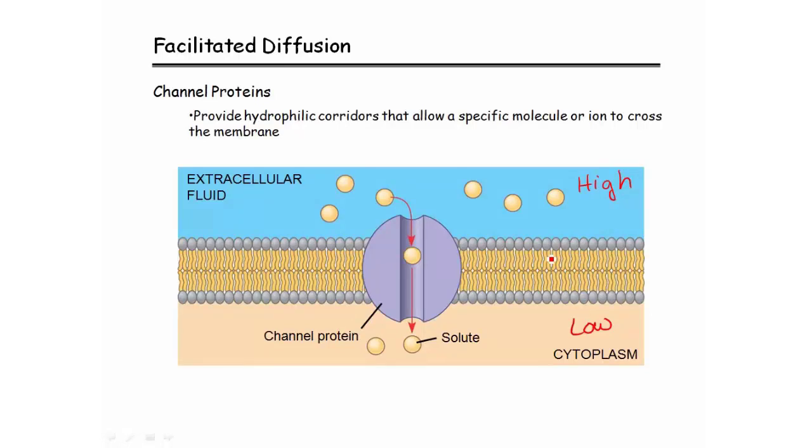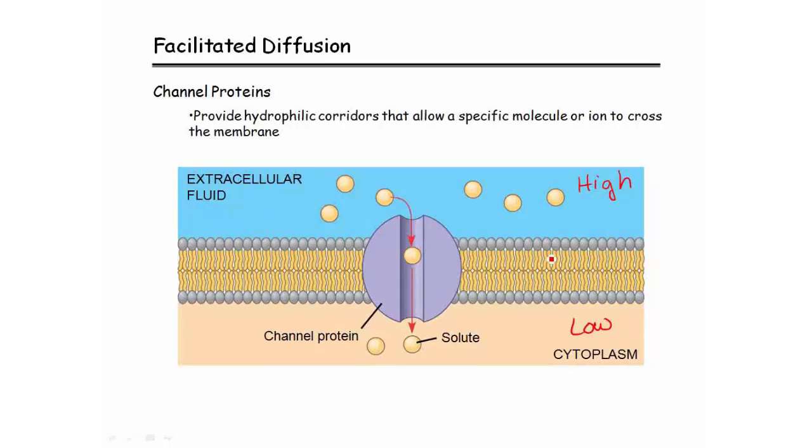Notice in this case that we're not making anything happen that wouldn't normally happen. Those molecules want to go high to low, and they will go high to low. They simply would take a very long time to move high to low if they didn't have that little tunnel there. So by adding the channel protein, we are speeding up this process of diffusion. And that's what we mean by facilitated diffusion.